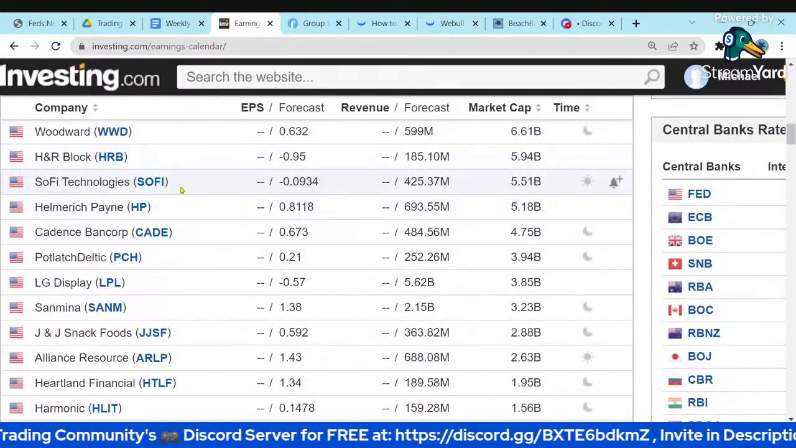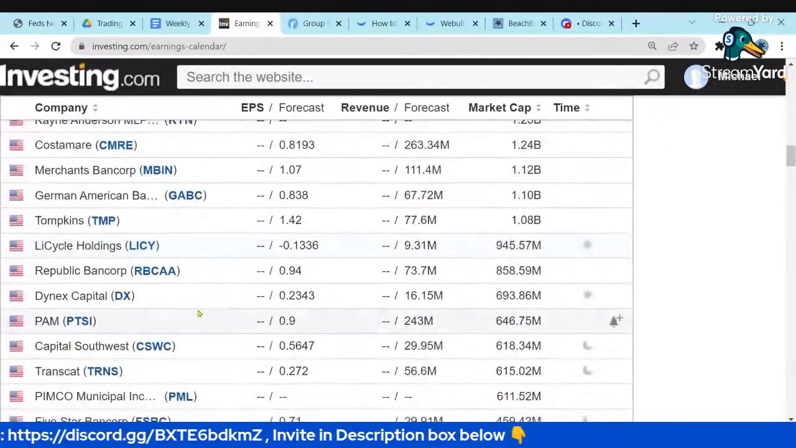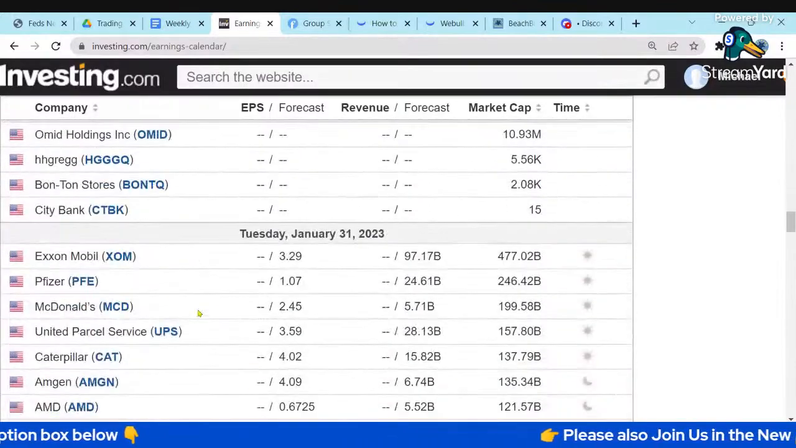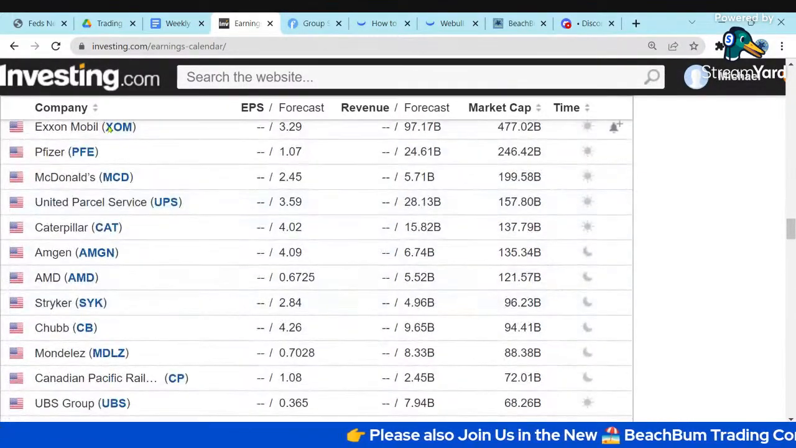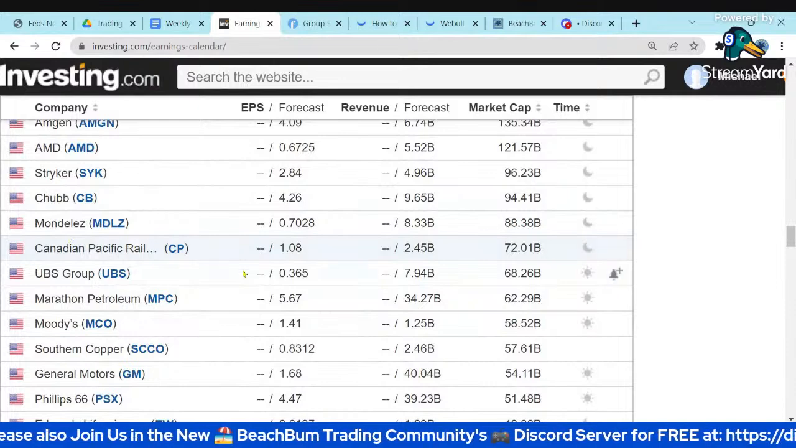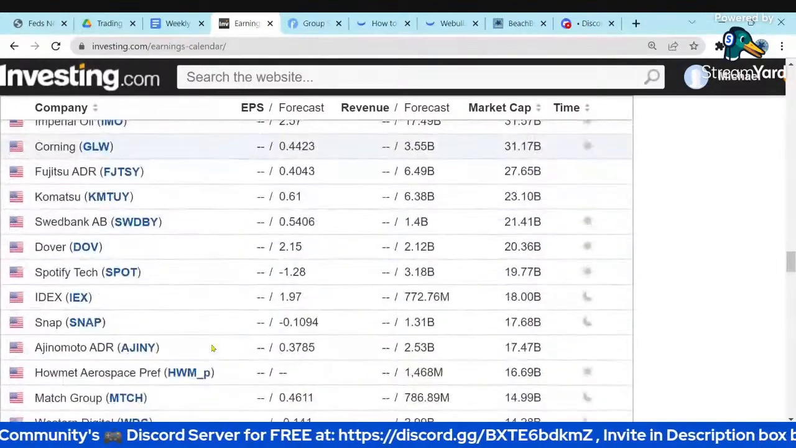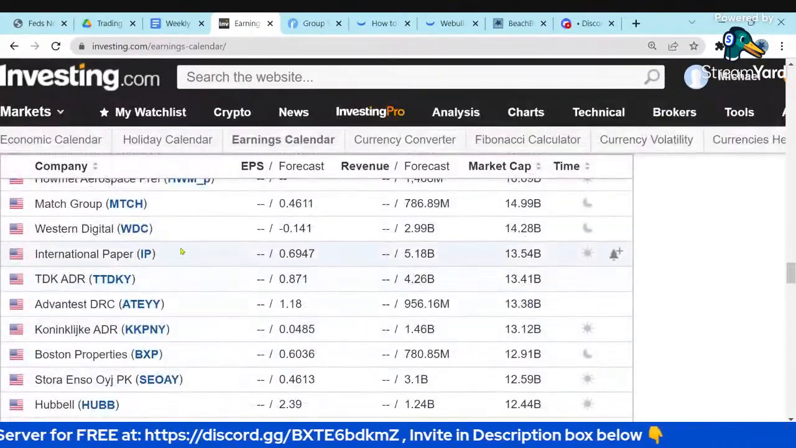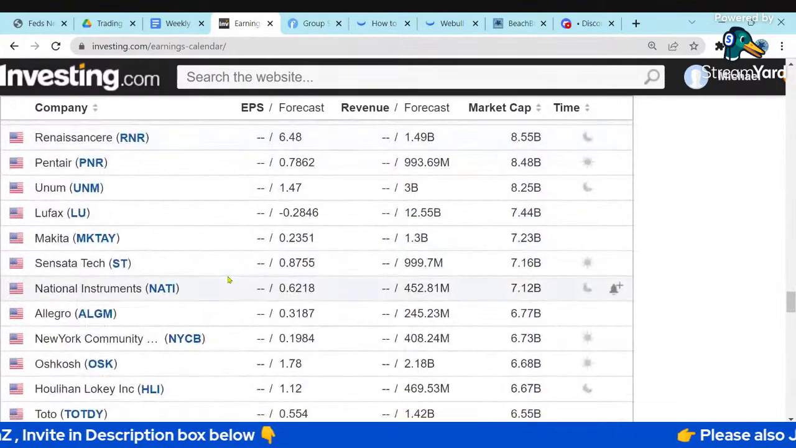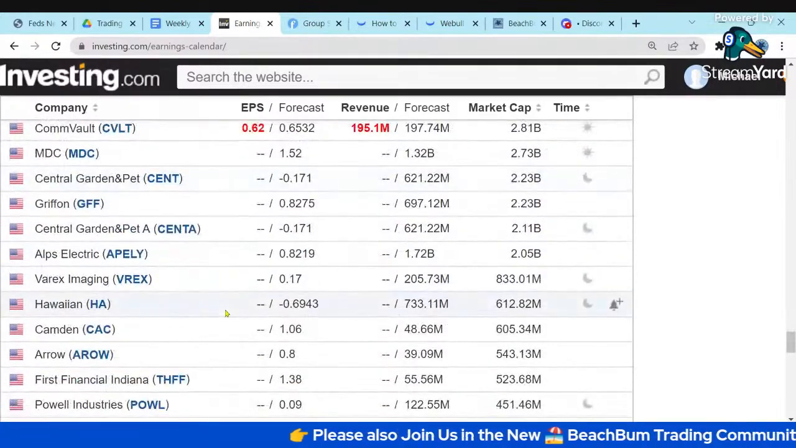So finance, got several sub-finance, SoFi, J&J, Snack Foods. More financials, again, long list. Citibank, more financials. Pfizer, so some drugs. Amgen, we got AMD, so semiconductors. Mondelez, consumer defensives. Autos, oil and gas. So Western Digital, software, hardware stuff. So again, pretty much every sector is going to have something, and so it's worthwhile knowing what's coming up and how it could affect your portfolio or your trading plan.